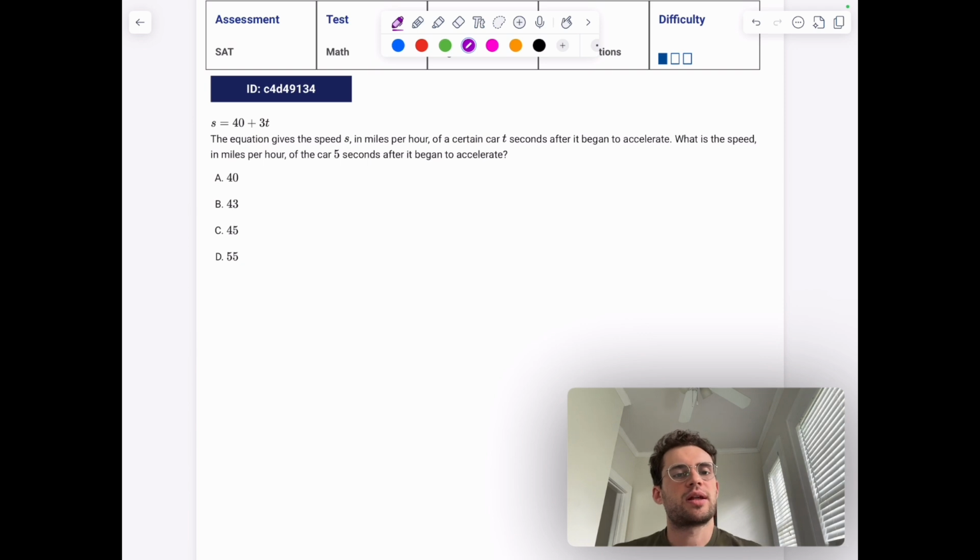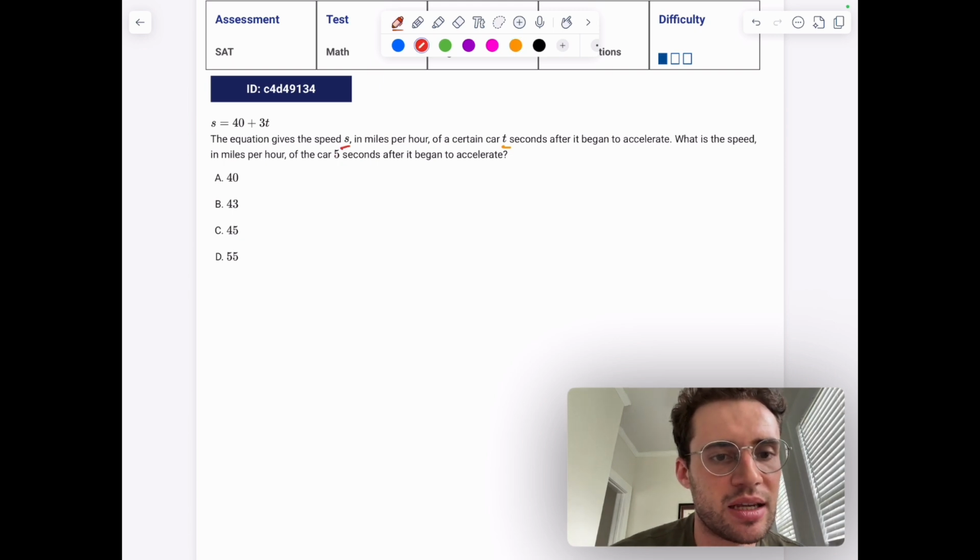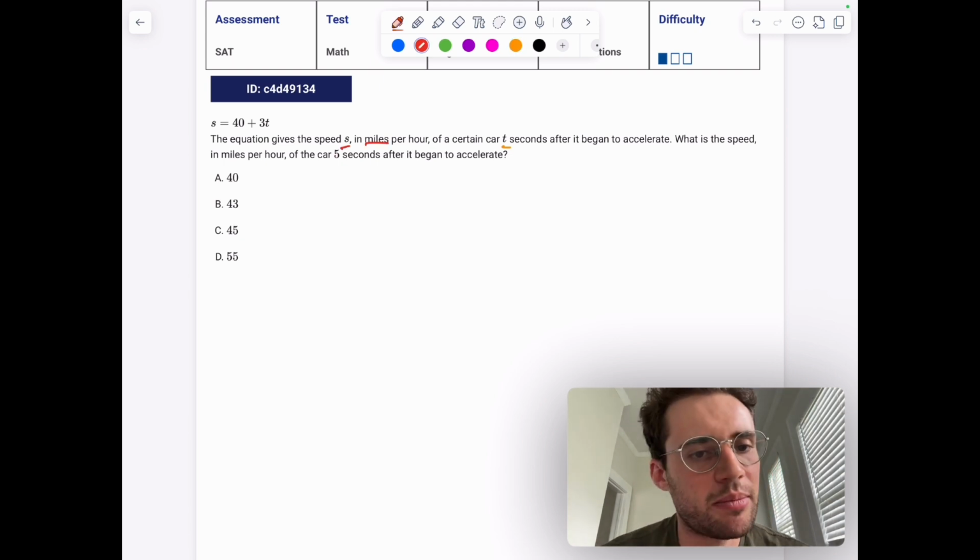s equals 40 plus 3t. The equation gives the speed s in miles per hour of a certain car t seconds after it began to accelerate. So t is the amount of time from when it started accelerating, and s is the speed in miles per hour. What is the speed in miles per hour of the car 5 seconds after it began to accelerate?